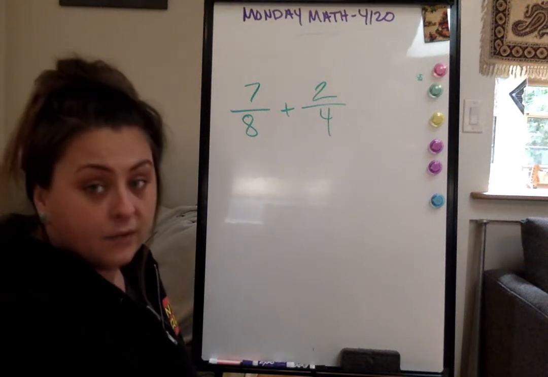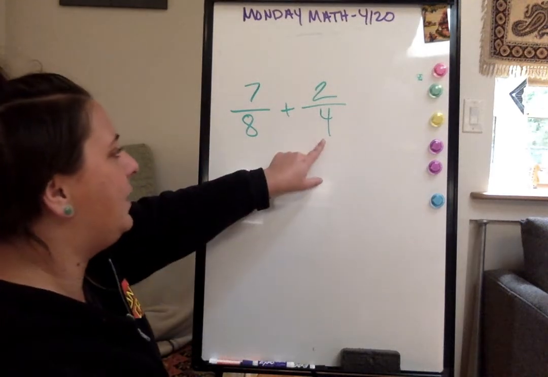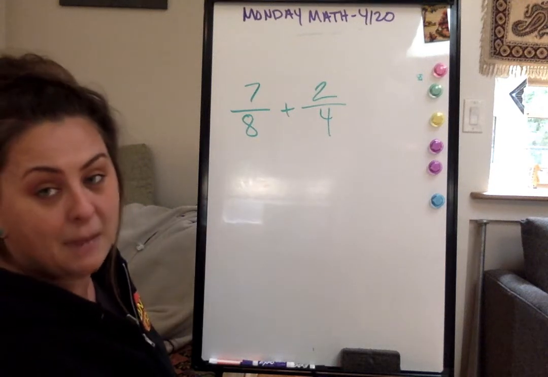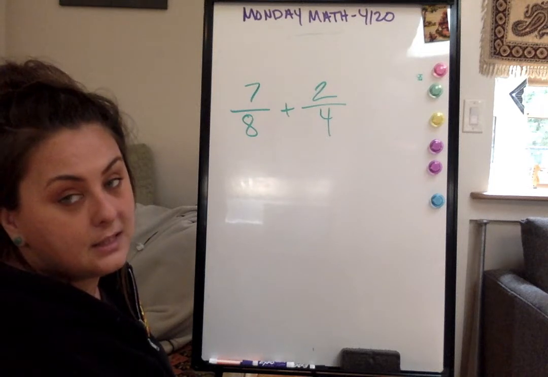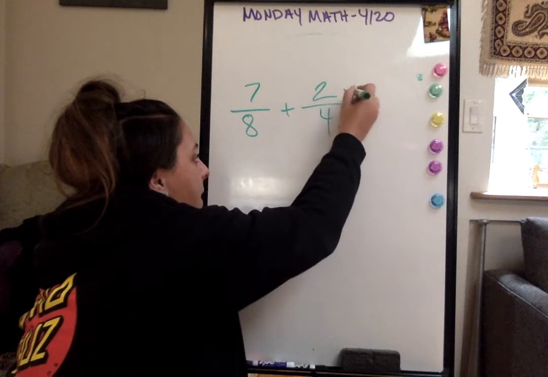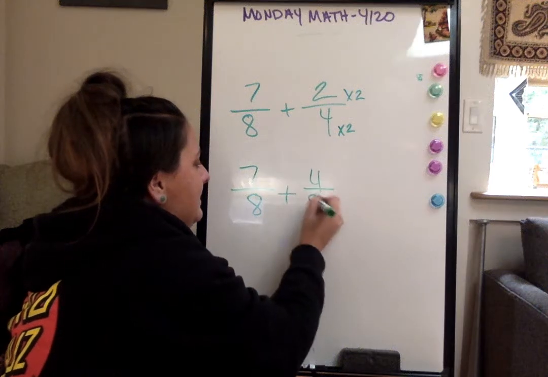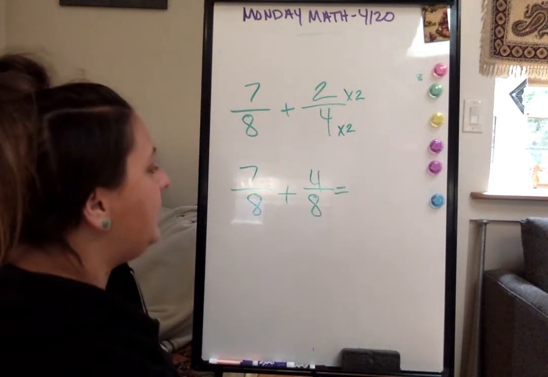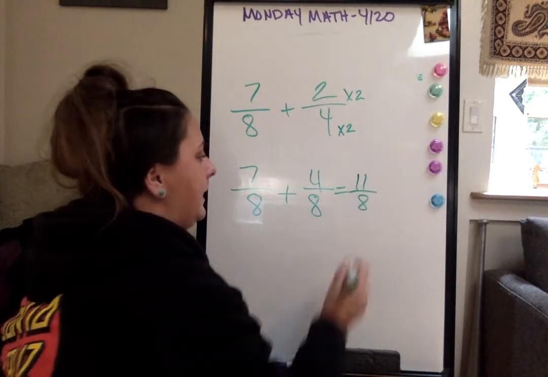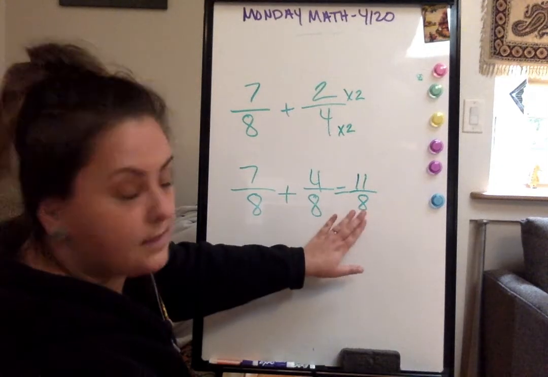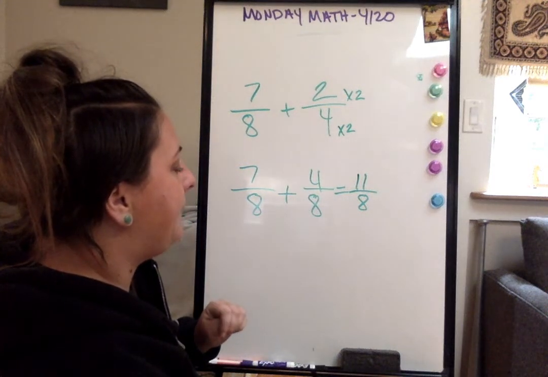Now, I can skip count 4, 8, 12, 16, but I know that I can make this 4 into an 8 to match. So I want to find that common denominator. And how do I make a 4 into an 8? Times it by 2. Whatever I do to the bottom, I do to the top. So I have 7/8 plus 4/8 gives me 7 plus 4 is 11/8. Ooh, what's up with this though? Right, our numerator is bigger than our denominator. So we're going to have to reduce it.